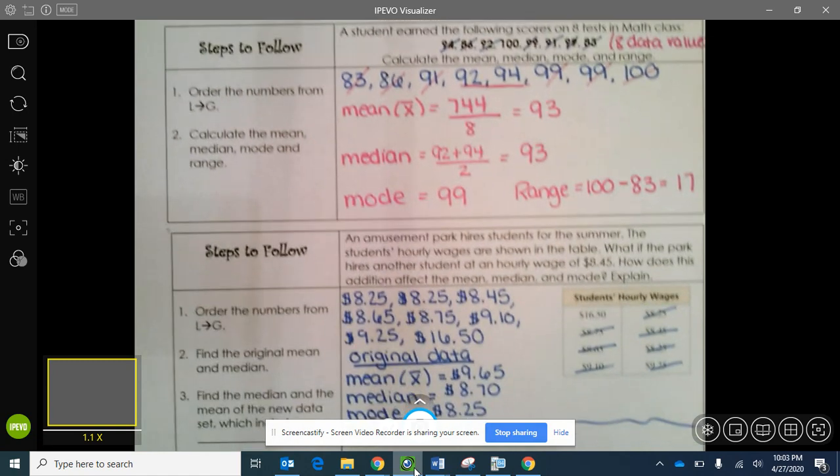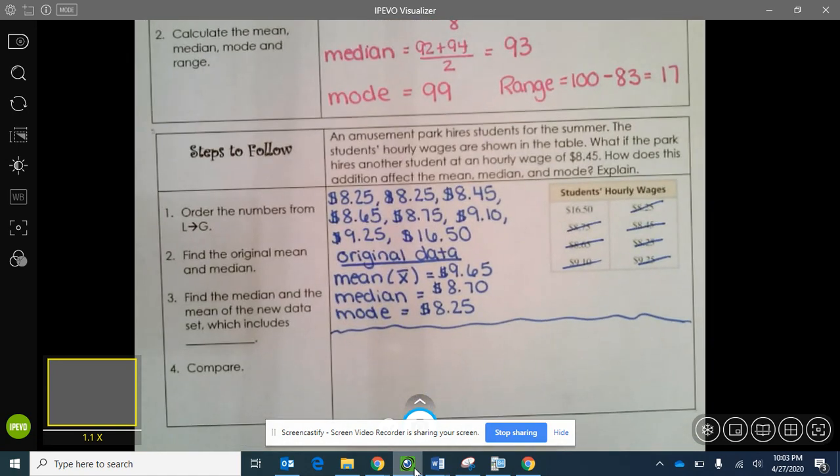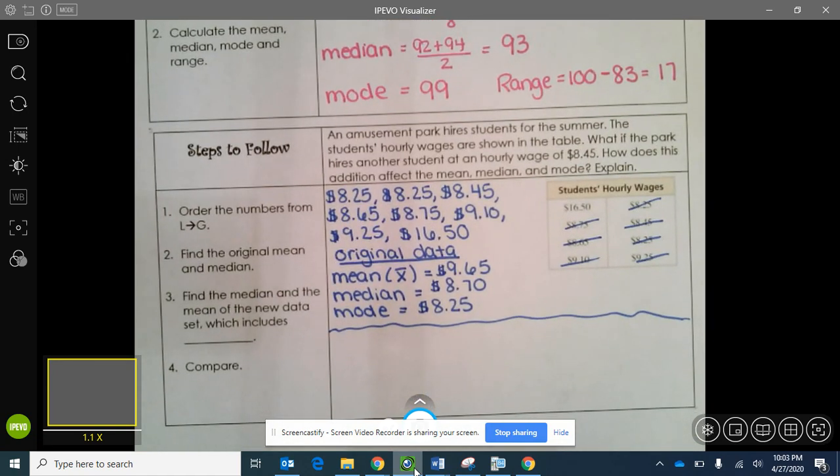All right, let's take a look at another example here. An amusement park hires students for the summer. The students' hourly wages are shown in the table. What if the park hires another student at an hourly wage of $8.45? How does this addition affect the mean, median, and mode? Explain.